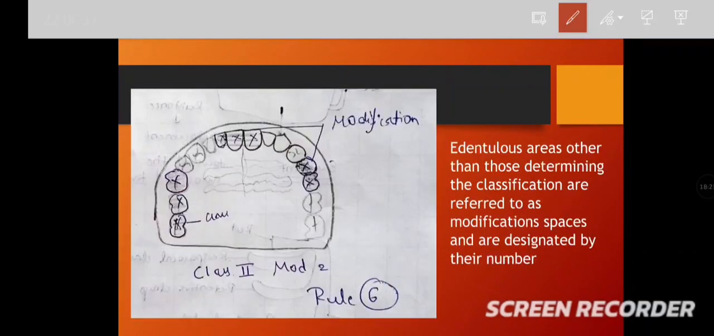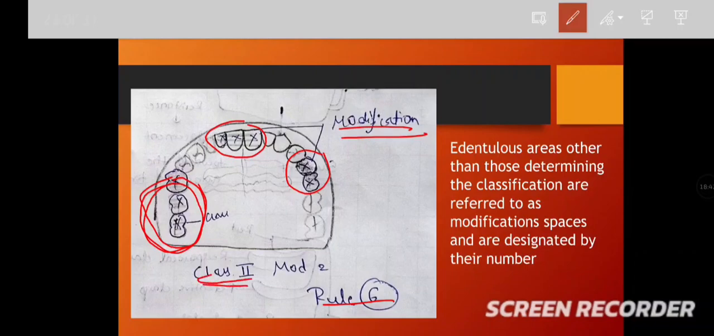Now rule number 6. Edentulous areas other than those determining the classification are referred to as modification spaces and are designated by their number. Here you can see there are 3 missing spaces, but we are considering the most posterior edentulous space for the class, so it will be class 2, and the other spaces are considered modifications. There are missing teeth in 2 places, hence they are called mod 2. So it is considered class 2 modification 2.